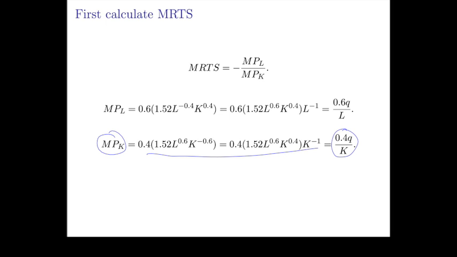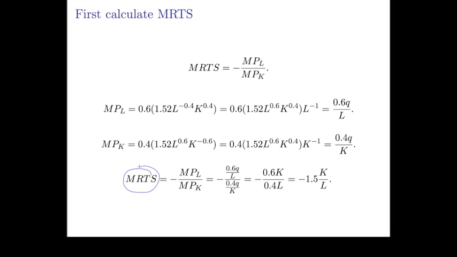So when we take the ratio of those two, the marginal rate of technical substitution is the negative ratio of the marginal products. So we get minus the negative of this guy divided by this guy. The Q's cancel out. So we get 0.6 divided by 0.4 times K over L. And 0.6 divided by 0.4 is 1.5. So we get minus 1.5 times K over L. That's the marginal rate of technical substitution.